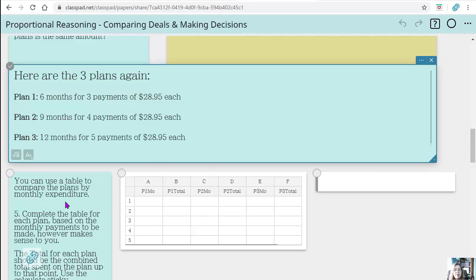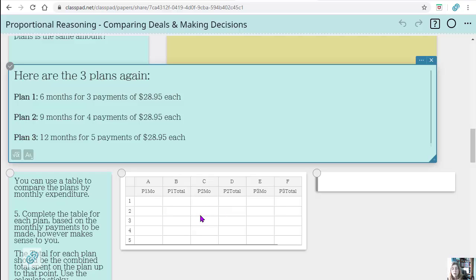So now we're going to have them make a table based on this information. And it's very open-ended how they do it. They could do 1, 2, 3, 4, 5, 6, 7, 8, month by month, which means then if it's a 6-month plan, they have to figure out how much they are paying per month, so a unit rate. Or maybe they could say, 6 divided by 3, I'll just do every 2 months I'm making this payment, so I'm going to do plan 1 by 2 months, and plan 2, 9 divided by 4, so they can really think about it.